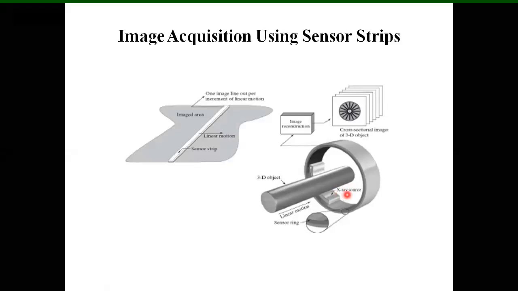Here we are using inline sensors. These are used routinely in airborne imaging applications, in which the imaging system is mounted on an aircraft that flies at a constant altitude and speed over the geographical area to be imaged. One-dimensional imaging sensor strips that respond to various bands of the electromagnetic spectrum are mounted perpendicular to the direction of flight.